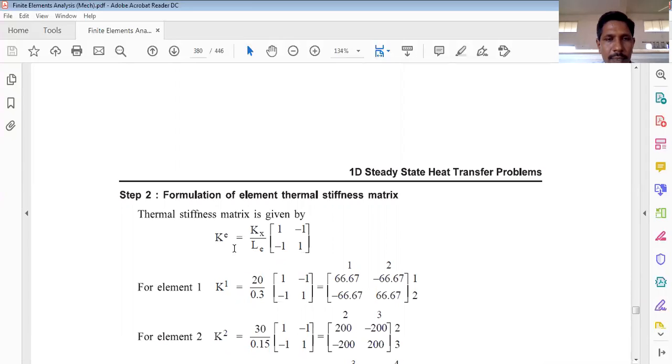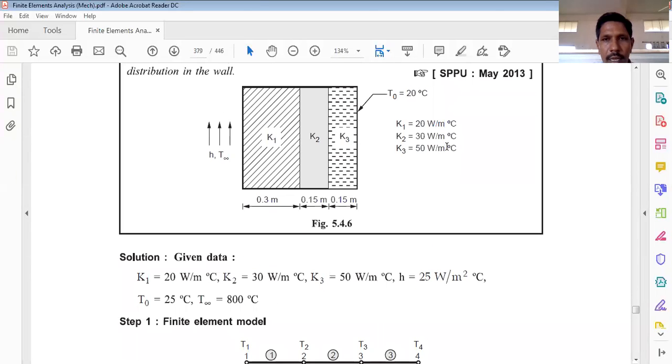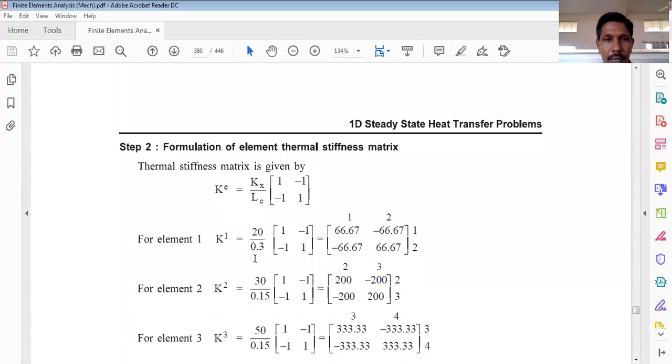The thermal matrix is given by K equals KA divided by L in the matrix of 1 -1 -1 1. But as the area of the element is not specified in the given problem, it needs to be considered as unity. So it is Kx by L in the matrix of 1 -1 -1 1. To determine for element 1, the stiffness matrix is K1, and the thermal conductivity of the first wall is 20 watts per meter degree centigrade, and the length is 0.3 meter. I have substituted these values over here.